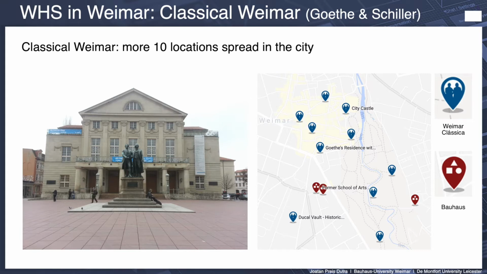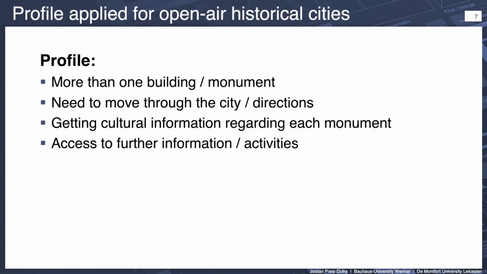So when you combine Classical Weimar with Bauhaus, you can have a lot of locations, which brings a similar profile, which is more than 1 building or monument in the city. They need to move through the city, meaning you need directions and getting cultural information regarding each monument and access further information about each point of interest.